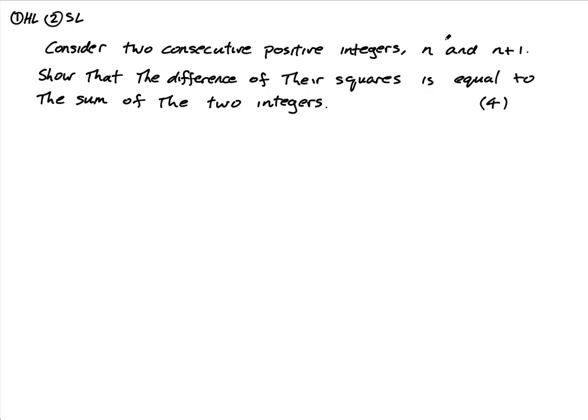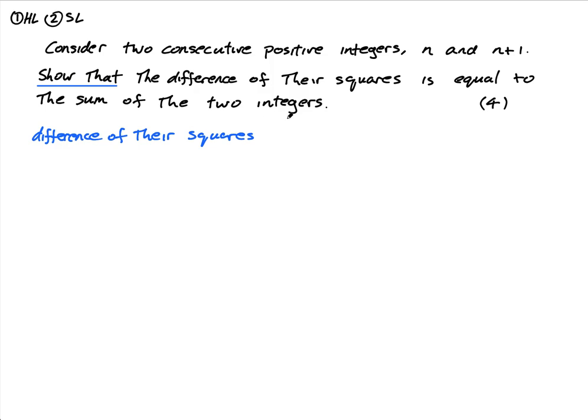Okay, so these are my two integers, n and n plus 1. The difference of their squares, that just means square them and subtract them. So let's write that out first. And this is a show that question. So a show that means you need to show every step clearly, show clearly exactly what you're doing. So the difference of their squares. So the difference, let's actually write that down. Difference of their squares. There's no harm actually writing out in English what you're doing.